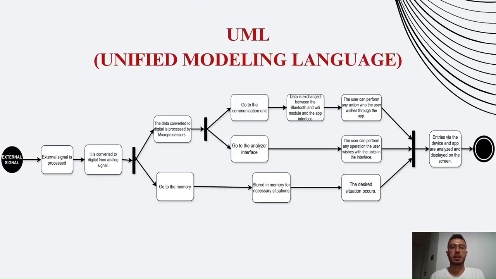Here is the UML diagram. This UML diagram shows the processing of external signals. The signal is converted from analog to digital, processed by the microcontroller, and stored in memory. The data is then analyzed and displayed through the user interface and remote connection modules. Users can monitor and control the data via the screen.